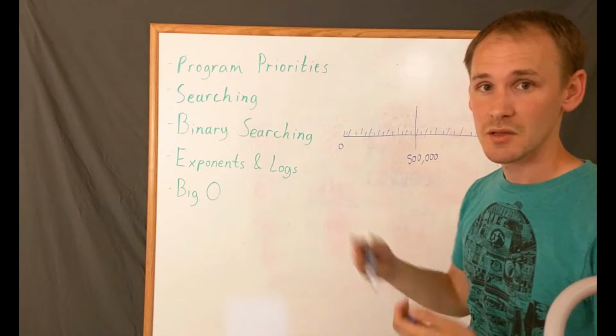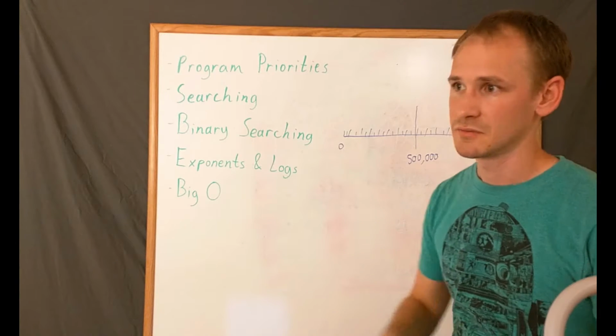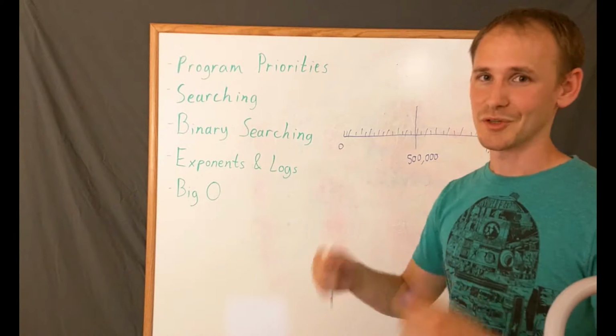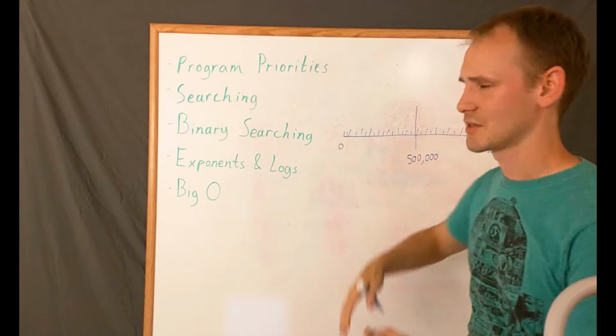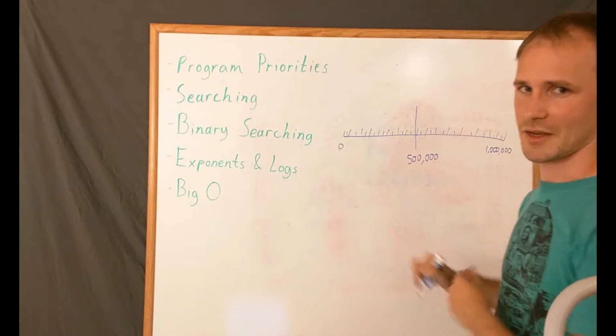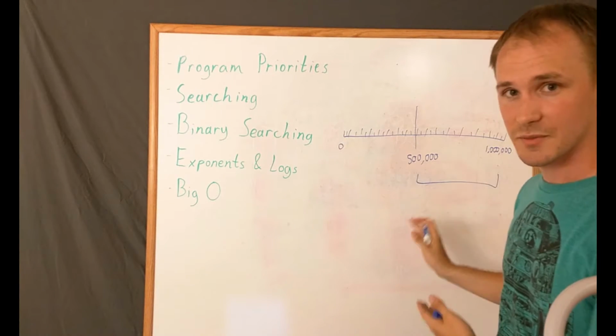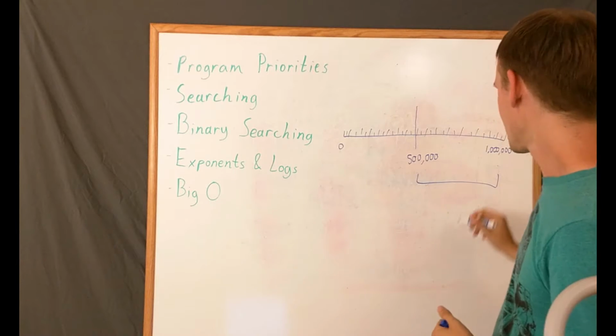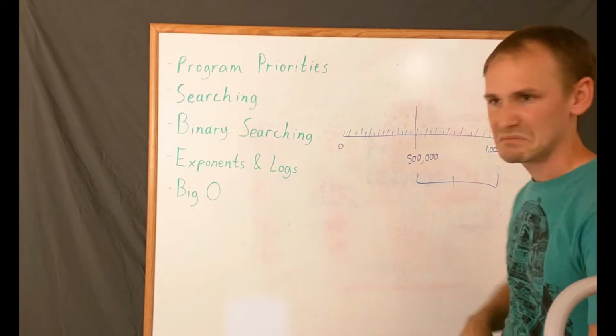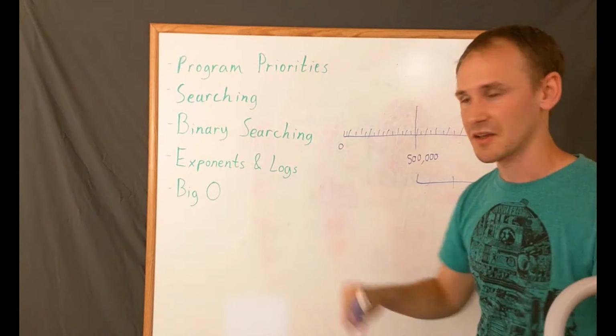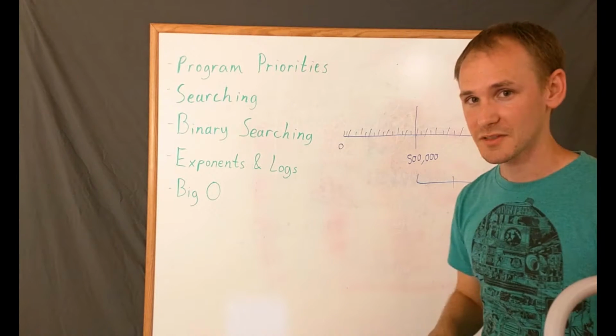So I might start here. Maybe this word is cantaloupe. And so if I'm looking for a melon, I have to look somewhere to the right because I know that the word melon is greater than cantaloupe. Now I know that my word is somewhere between 500,000 and 1 million, and I just cut it in half again. About 750,000. And I can keep repeating this process.